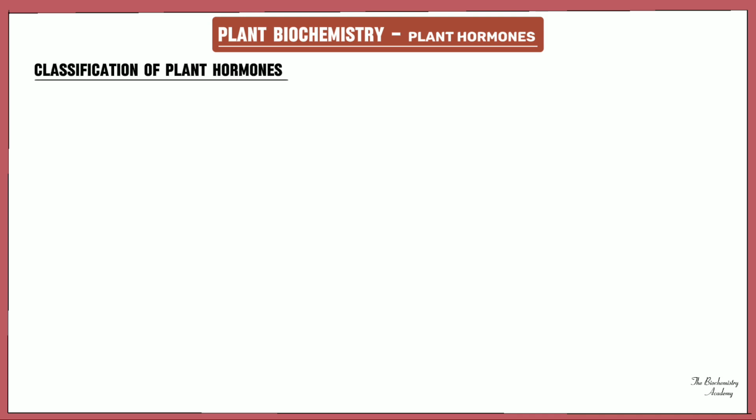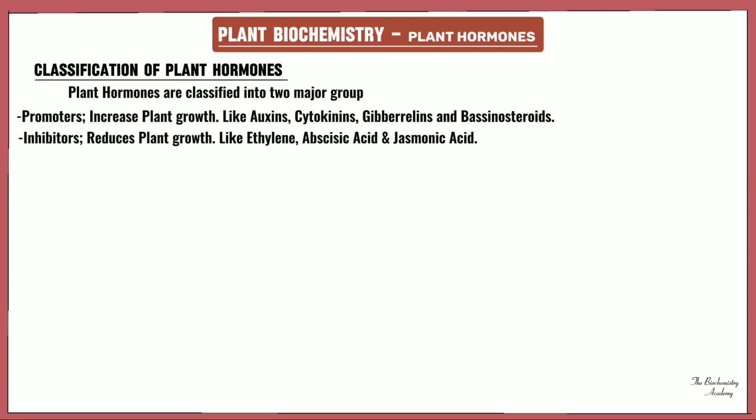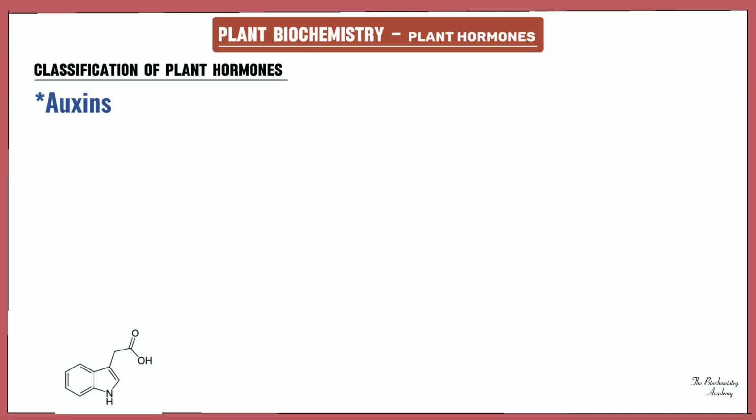Classification of plant hormones. Now, plant hormones are classified into two major classes, as promoters and as inhibitors. As promoters, they cause faster growth, and hormones that fall within this class are the auxins, the cytokinins, the gibberellins, and the brassinosteroids. And hormones that are classified as inhibitors, which reduce growth, are the ethylene, the abscisic acid, and the jasmonic acid.